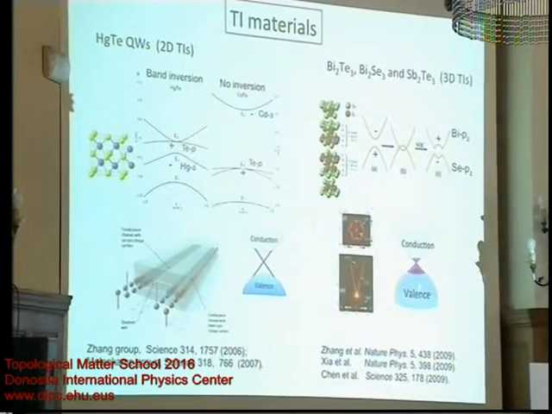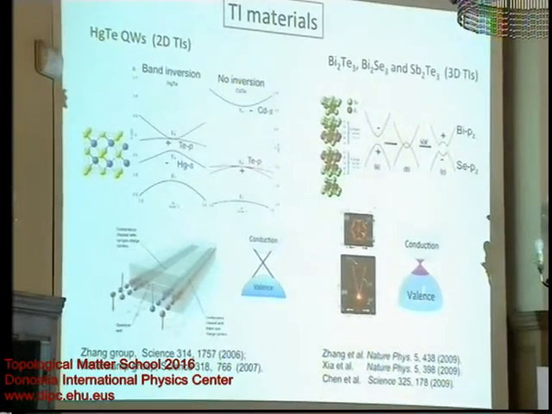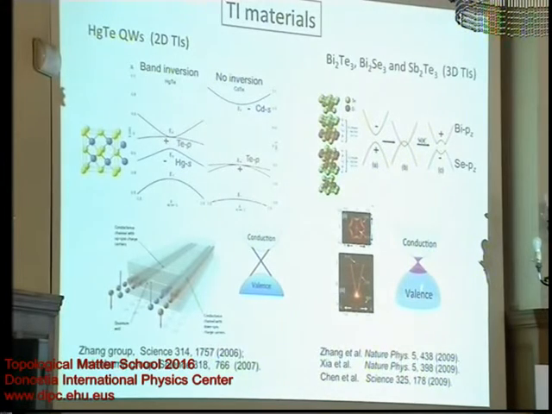The first material, mercury telluride, is the 2D topological insulator, predicted in 2006. I think this is the PhD work of Andre. And later, the second year, it was realized in Würzburg, in Molenkamp's group. Mercury telluride, because of strong relativistic effect, has this s orbital contraction. This s orbital is very low in energy. It goes from the conduction band to the valence band, compared to the light material, cadmium telluride.